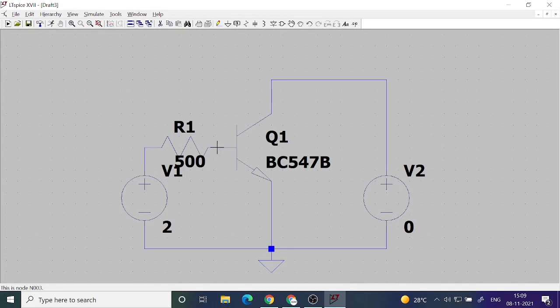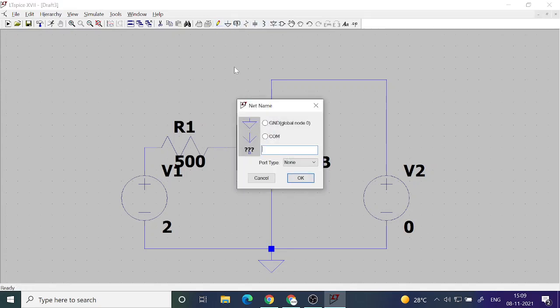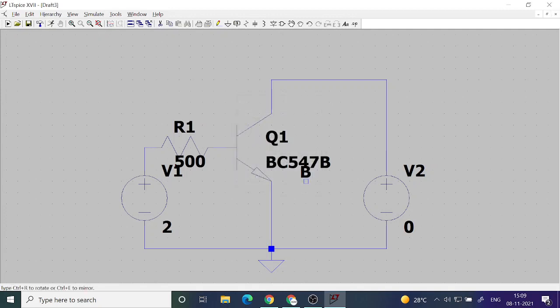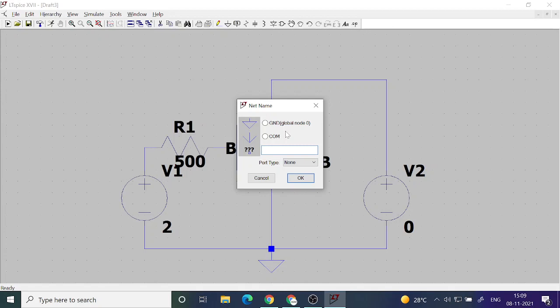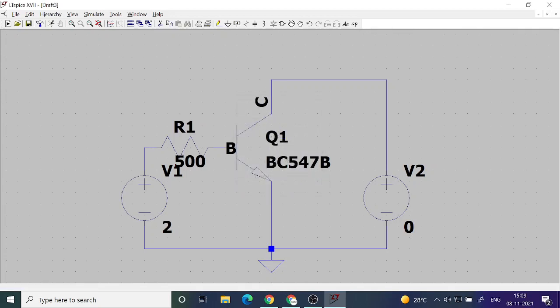Now it's a good idea to give some names. So base, I will use capital B, but the program doesn't distinguish capital or small letter. That is base. Then one I will give for collector also. Base and collector, I gave the label for the nodes B and C.